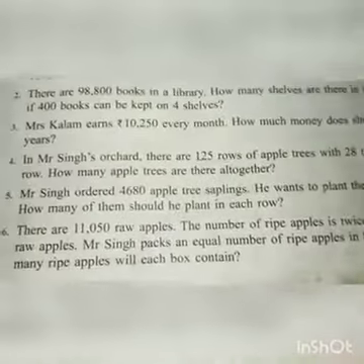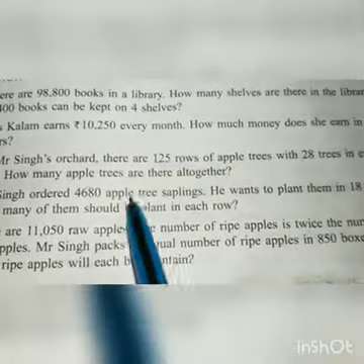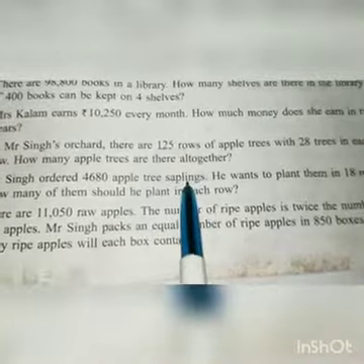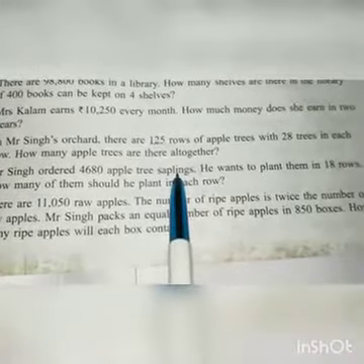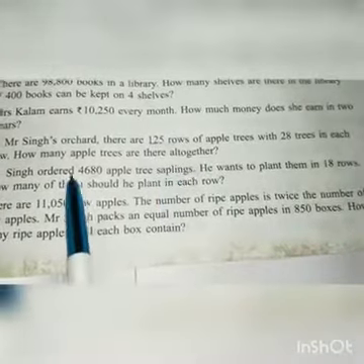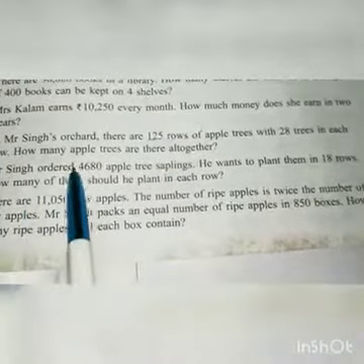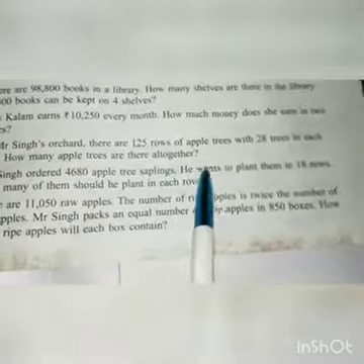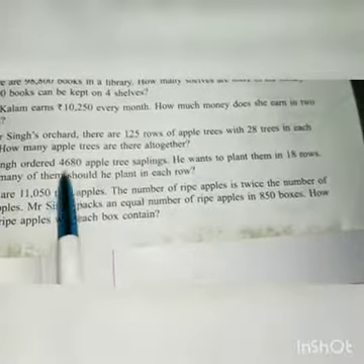Okay, now question 5. Mr. Singh ordered 4,680 apple tree saplings. What is saplings? With the help of saplings we can plant trees. We can grow trees. Mr. Singh ordered 4,680 apple tree saplings. He wants to plant them in 18 rows. How many of them should he plant in each row?